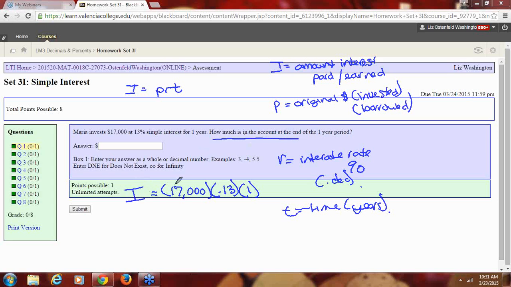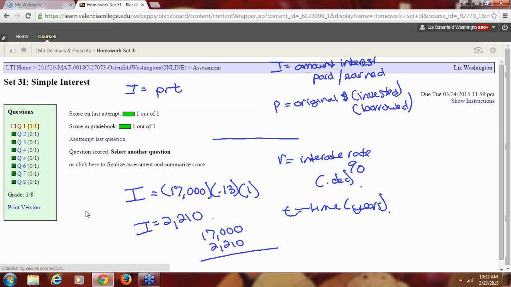Okay, so doing this is only going to tell me the amount of interest. So I got 17,000 times 0.13 times 1, obviously. So the amount of interest is 2,210. But if I want to know how much is in the account, I need to add the 17,000 I started with plus the amount of interest. And the amount in the account should be, and I'm going to switch to my pointer, $19,210. There we go.